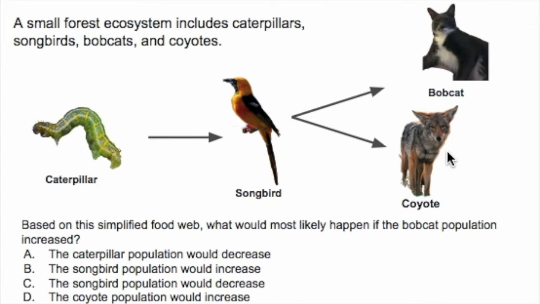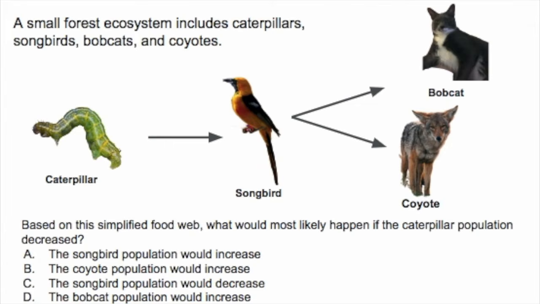If it's harder for the coyotes to find food, more of them are going to starve, and unfortunately, they're not going to make it. So the coyote population would decrease. So here we're picking on the coyotes more so than the caterpillars. So the answer is C. The songbird population would decrease. So if you have trouble with this question, don't worry. These can be kind of tricky.